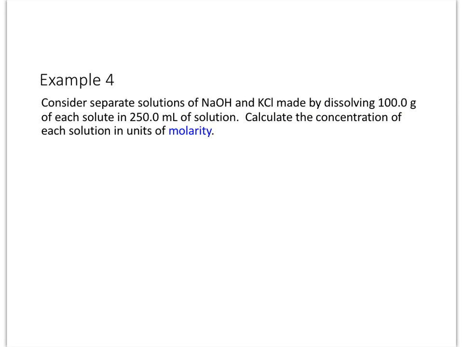This is a good one. Consider separate solutions of sodium hydroxide and potassium chloride made by dissolving 100 grams of each solute in 250 milliliters of solution. Calculate the concentration of each in terms of molarity. So we have sodium hydroxide's gram formula mass is 39.998 grams per mole. Potassium chloride's is 74.55 grams per mole.